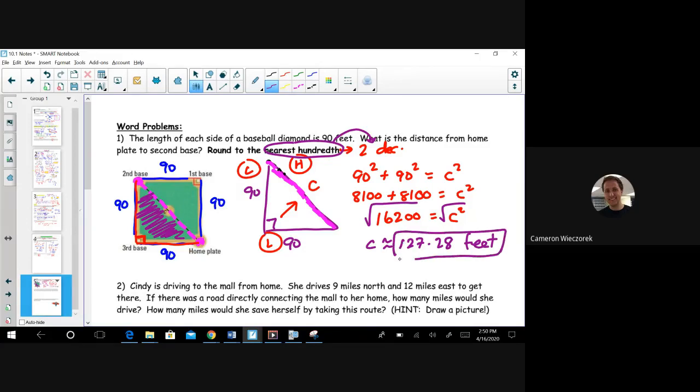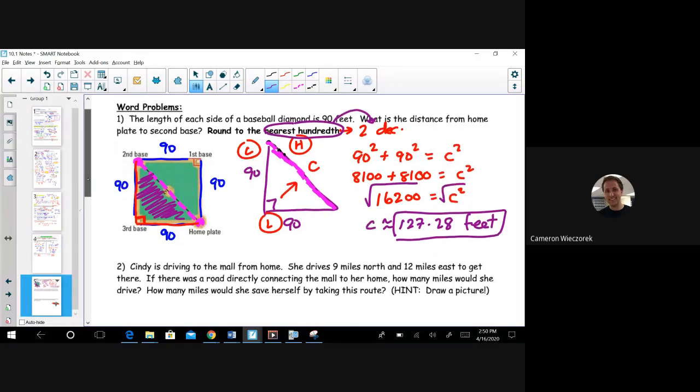And the reason we're not leaving it in radical form is it would just sound silly to say, oh, the distance from second place or second base to home plate is the square root of 16,200 feet. They're going to say, take a bench. You're not batting today. You sound silly.